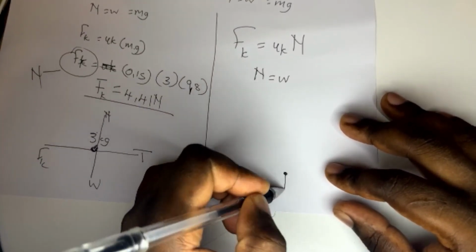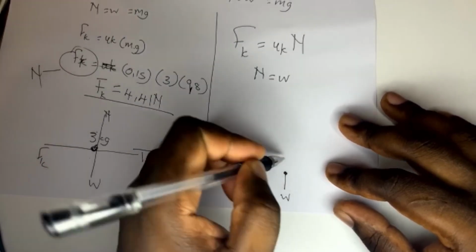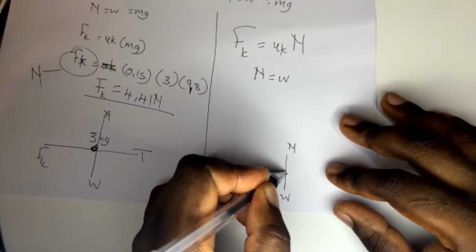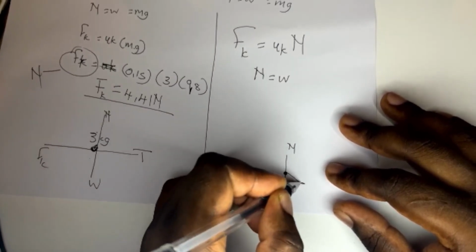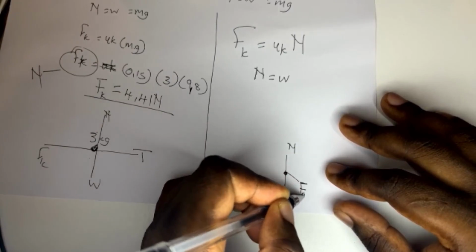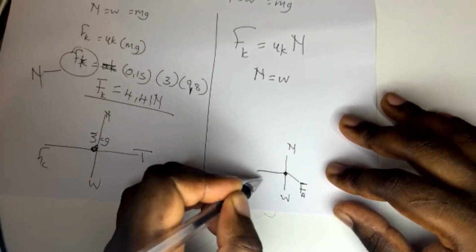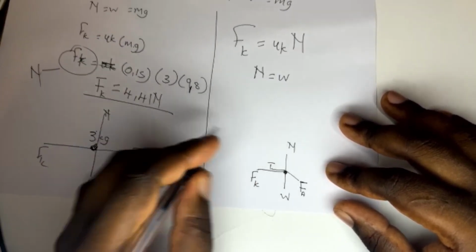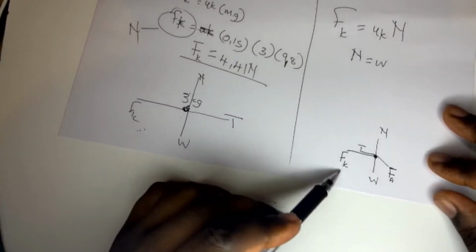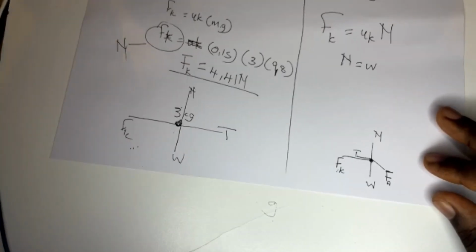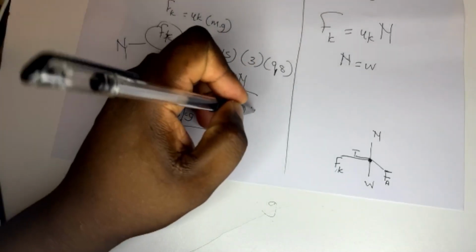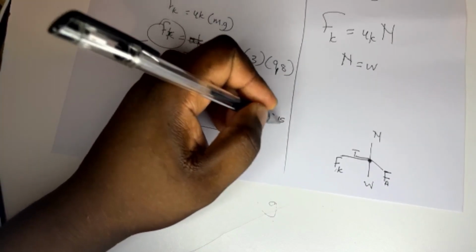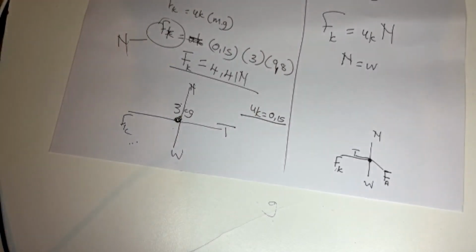So we will have our weight here and our normal force here, and then our force exerted in this direction, which is now the force applied, capital F, and then we will have our tension and also the Fk. This Fk is not the same Fk as this one, but the coefficient of kinetic friction is the same, which is 0.5. That's what the statement has told us.